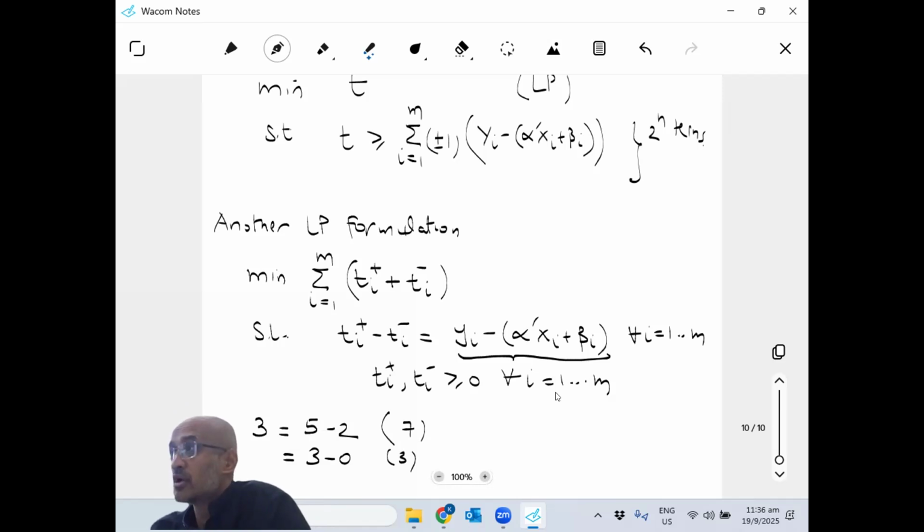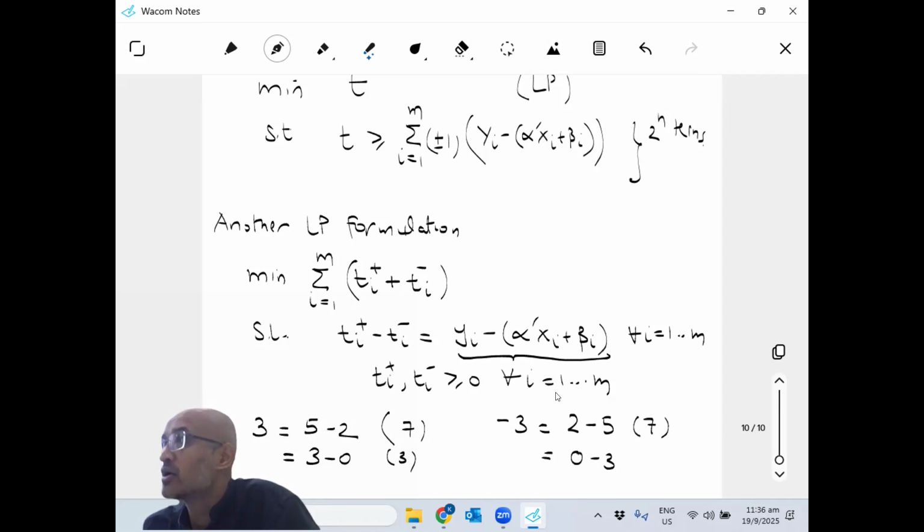Similarly, if it was minus 3, I could have written this as 2 minus 5. It would have also contributed 7 to my objective, but this cannot be optimal. It is optimal for me to write this as 0 minus 3. This will contribute 3 to my objective. This is optimal; this cannot be.